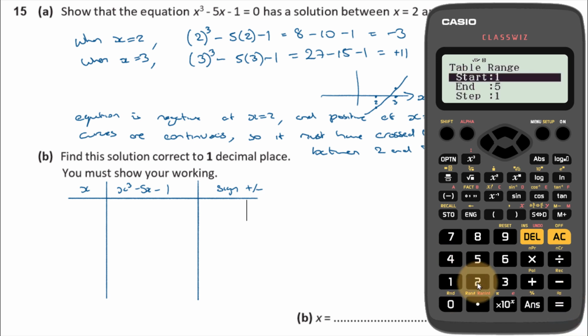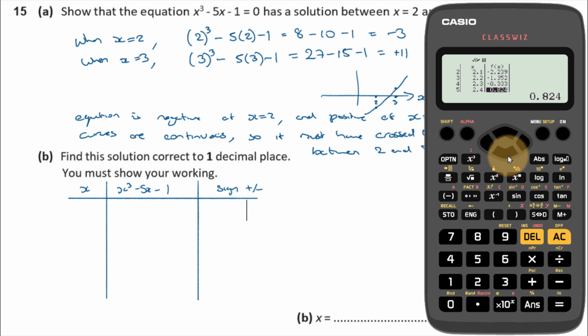Now my start value is going to be 2, where it was negative, and my end value is going to be 3. I'm going to change the step to 0.1 because I want to see all the values between 2 and 3: 2.1, 2.2, 2.3, and so on. If I generate the table, you can see I've got values for 2.1, 2.2, and so on, and the first few are negative. Where does it flip over? It flips over between 2.3 and 2.4. At 2.3 it's still negative, and at 2.4 it becomes positive.